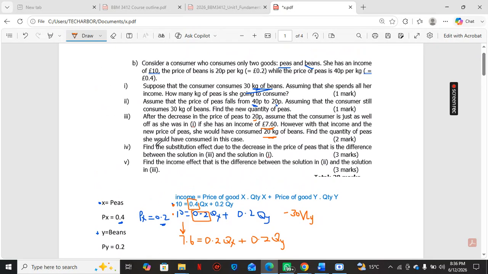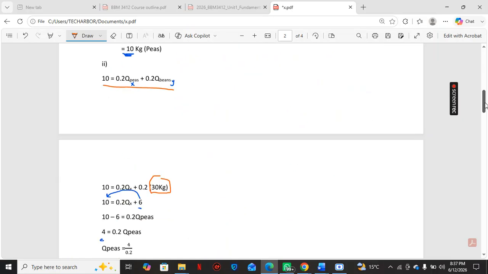Okay, question 4. Find the substitution effect due to the decrease in the price of peas. That is the difference between solution 3 and solution 1. First things first, let's understand what the substitution effect is. In simple words, the substitution effect means you change your quantity of the good that you buy because of the price.